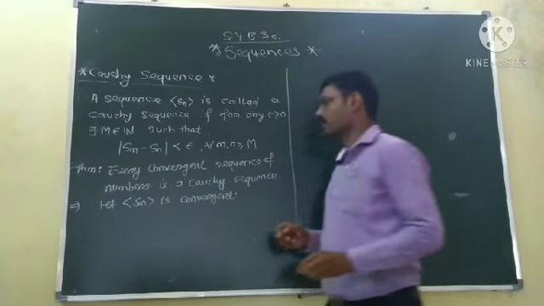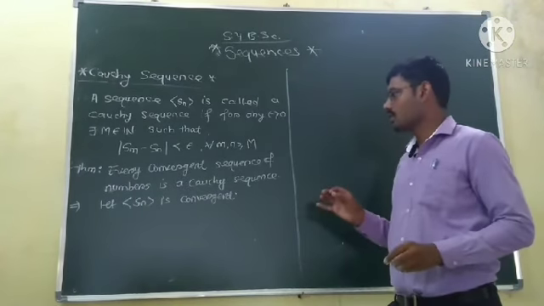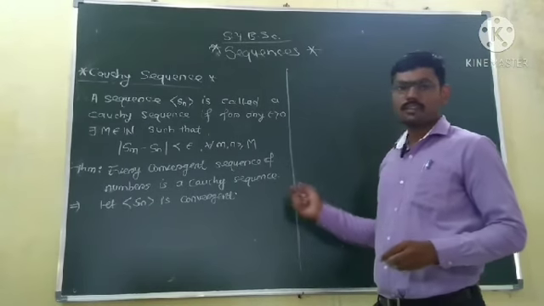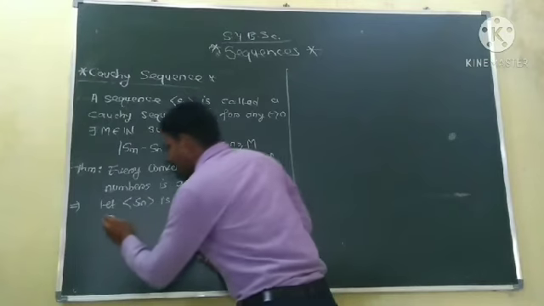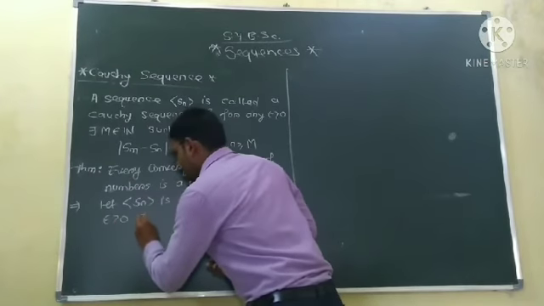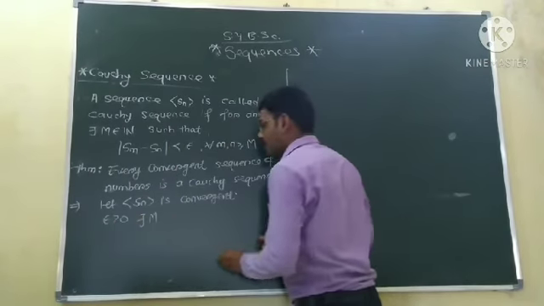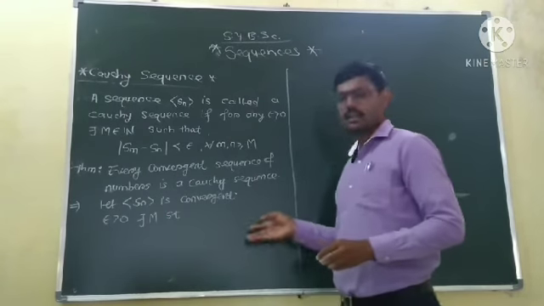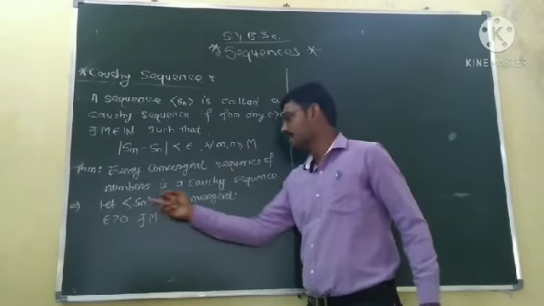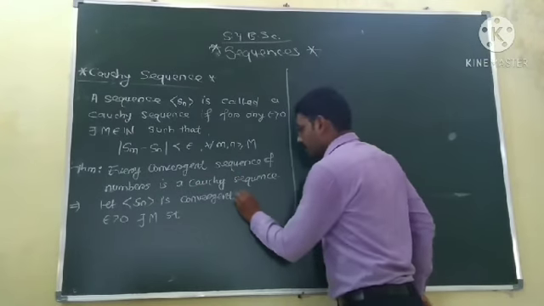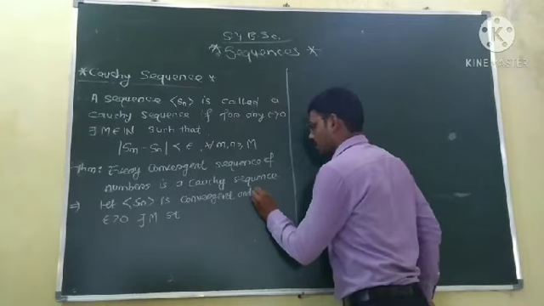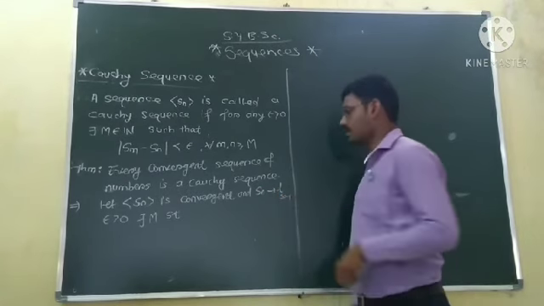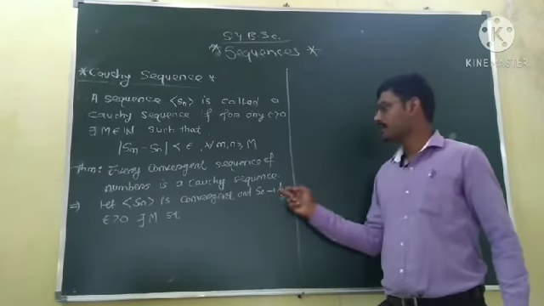Okay. Let Sn be a convergent sequence. So by definition of a convergent sequence, for any epsilon greater than 0, there is a natural number M such that, since Sn is convergent, say Sn tends to L. So we say that the sequence is convergent and L is the limit of the sequence.